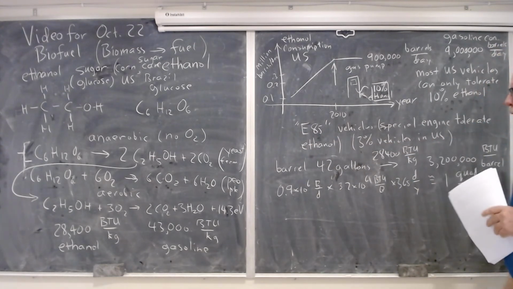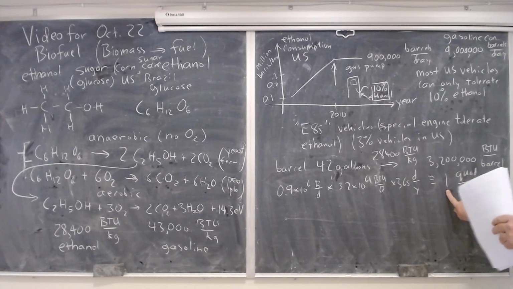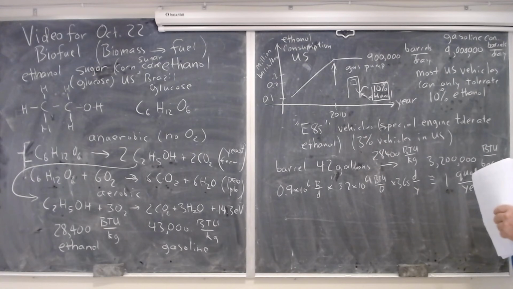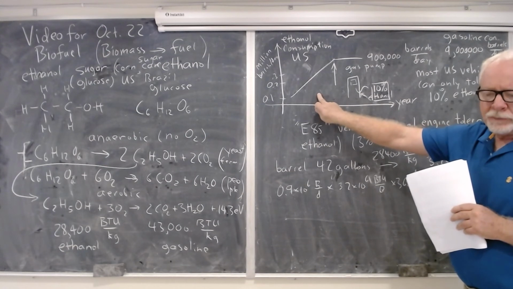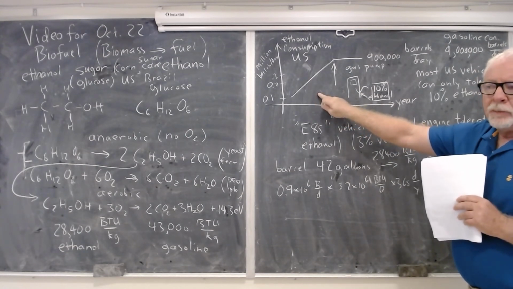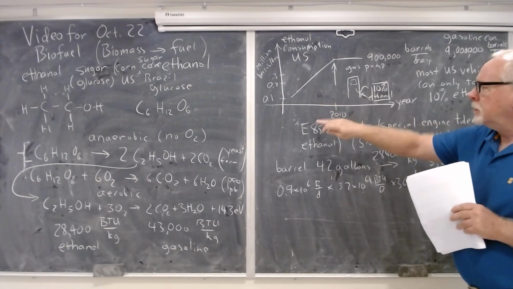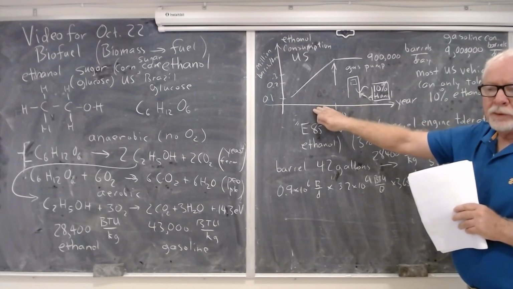But in order to go up from 1 quad per year, that's what has to happen. And I remember, say, around 2005 or so, you would see advertisements from car makers touting yellow. Yellow was the color for going to ethanol, and they were promoting E85 vehicles.